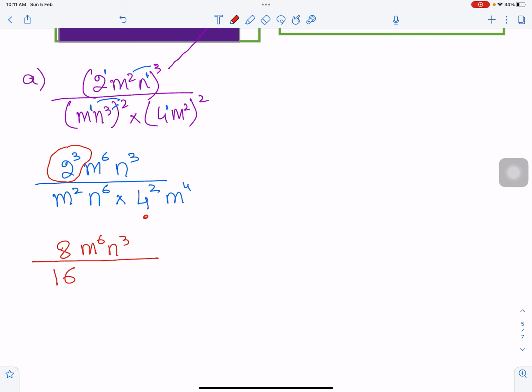Okay. Now m is here and m is here, and there is multiplication. It means power will add. So 2 and 4 will add up. So it will be 2 plus 4 is 6. Okay, and there is only one n, so let me write it as it is.